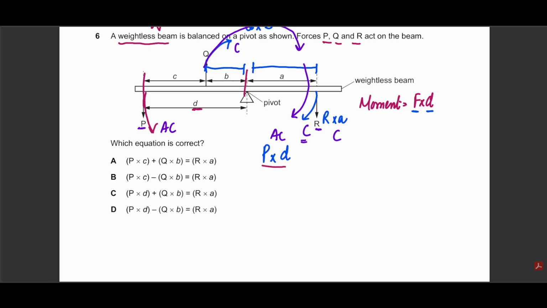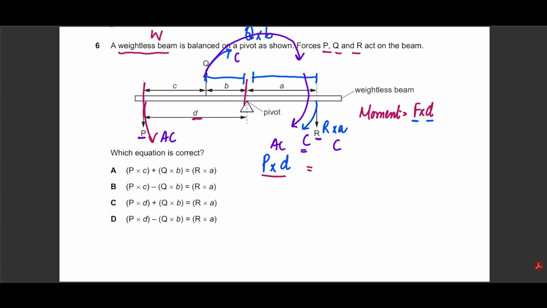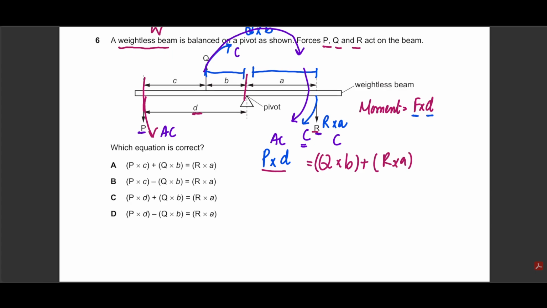So P into D is equal to the sum of Q multiplied by B plus another set, R multiplied by A. Now you won't find this in these equations. What you will find is a rearrangement of Q into B brought to the other side.